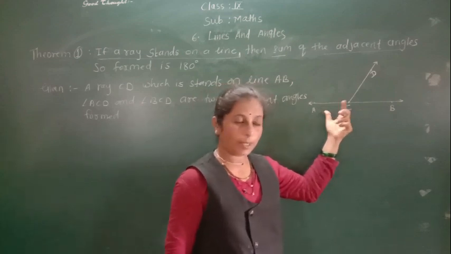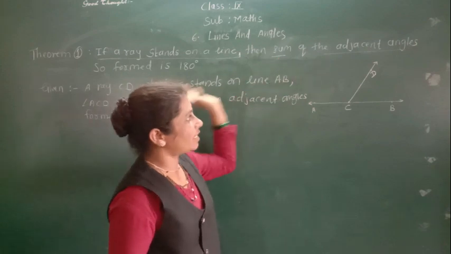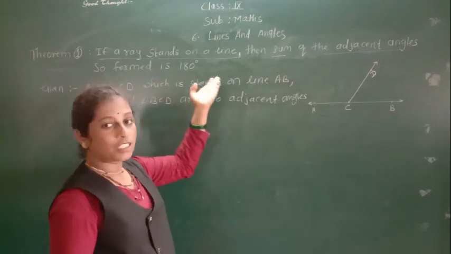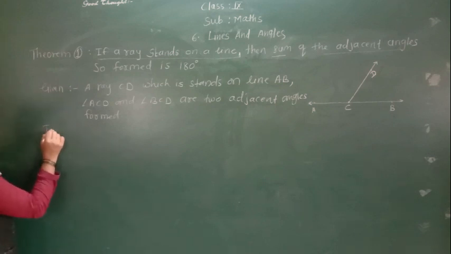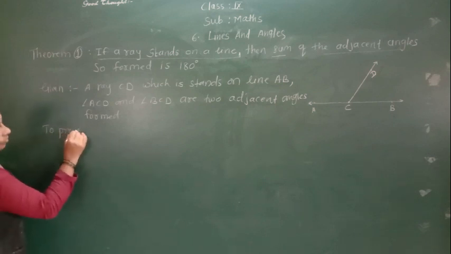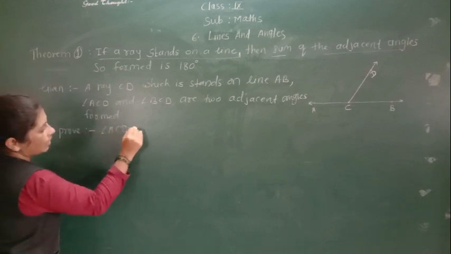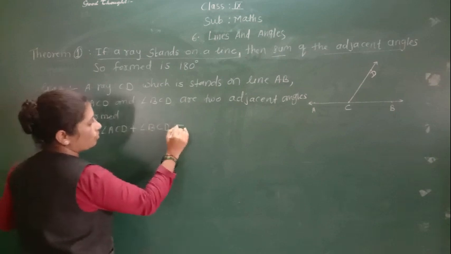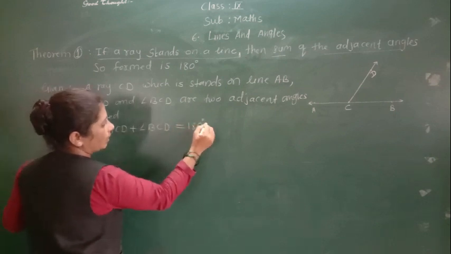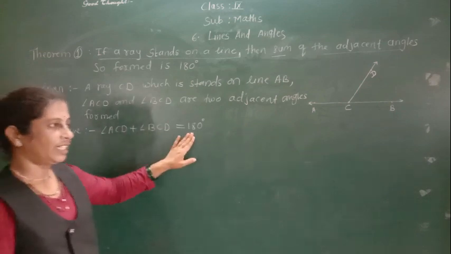Now what we have to prove? We have to prove that the sum of the adjacent angles so formed is 180 degrees. So we have to prove: angle ACD plus angle BCD equals 180 degrees.